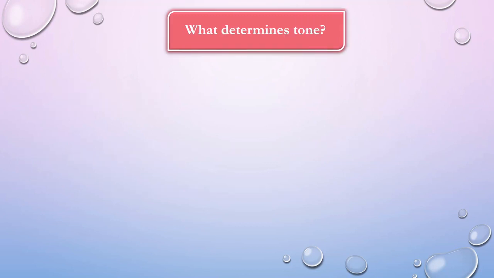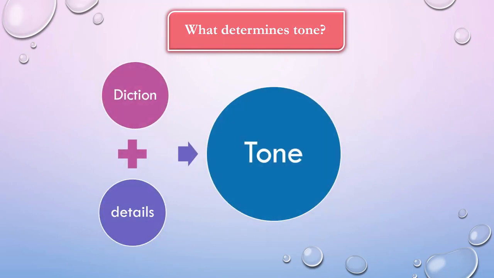Alright, so what makes tone? Tone is made up of diction, which is the choice of words or the vocabulary that the writer chooses in order to make his idea clear for the reader. And it also has details, where the writer puts the events or the descriptions that are needed to make his ideas clear and to show his tone.